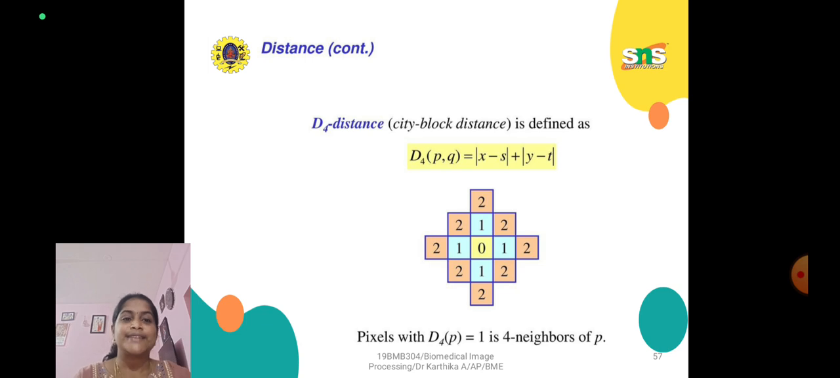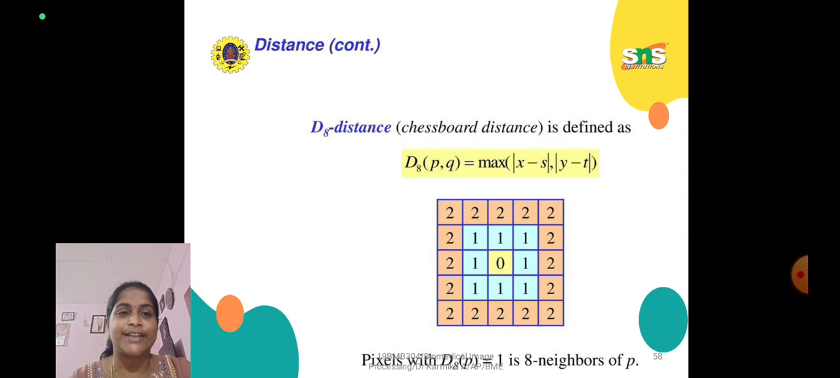See, D4 distance, already we have seen the city block distance. Here we are going to see another example. D4 of P,Q is equal to modulus of x minus s plus modulus of y minus t. See here, pixels with D4 of P equal to 1 are the 4 neighbors of P. See the example.